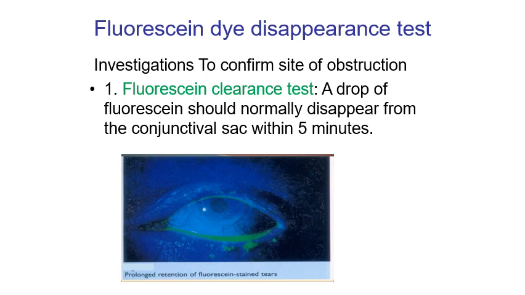After lacrimal sac syringing, you can go for confirmation of the site of obstruction. Another test is the fluorescein dye disappearance test. You can do this test first and lacrimal sac syringing afterwards, as you wish. A drop of fluorescein should normally disappear from the conjunctival sac within 5 minutes. So when you put a drop of fluorescein solution inside the conjunctival sac, it should drain through the punctum, canaliculus, common canaliculus, within 5 minutes into the nose.